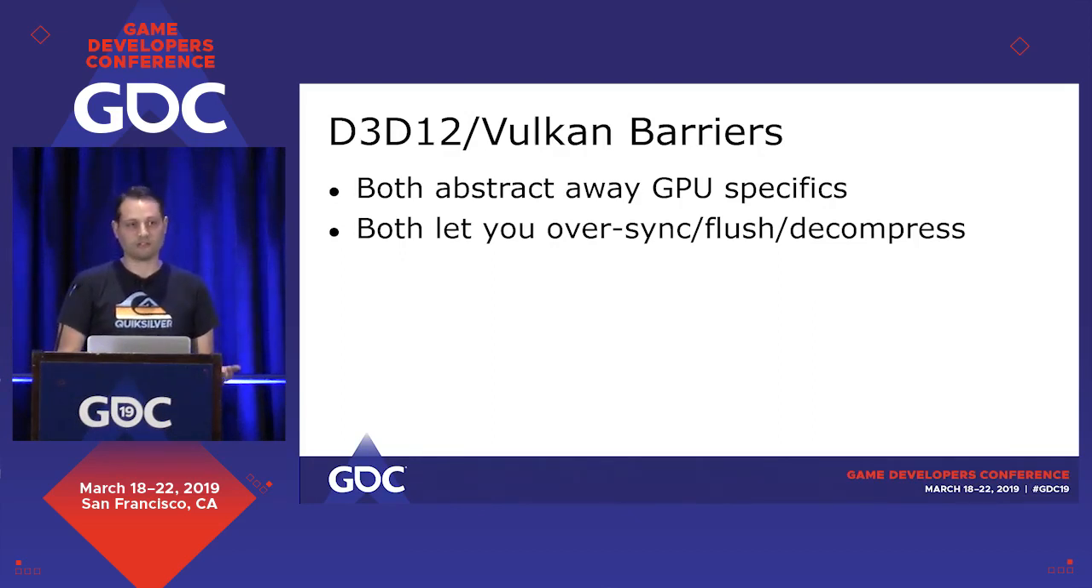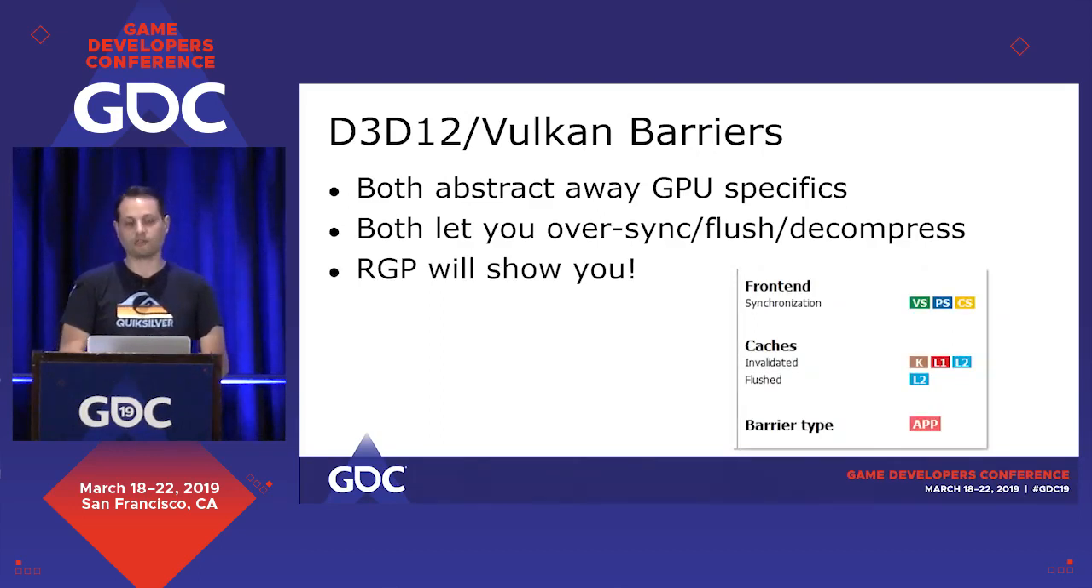And the good news about this is that AMD's Radeon Graphics Profiler will actually show you what's going on whenever you issue a barrier. It'll show you what thread synchronization is happening for what shader stages. It'll show you which caches it's flushing and invalidating, and it'll also show you the source of the barrier, because most of the time you're explicitly issuing a barrier, but there are certain cases where a barrier may be applied by other API calls.